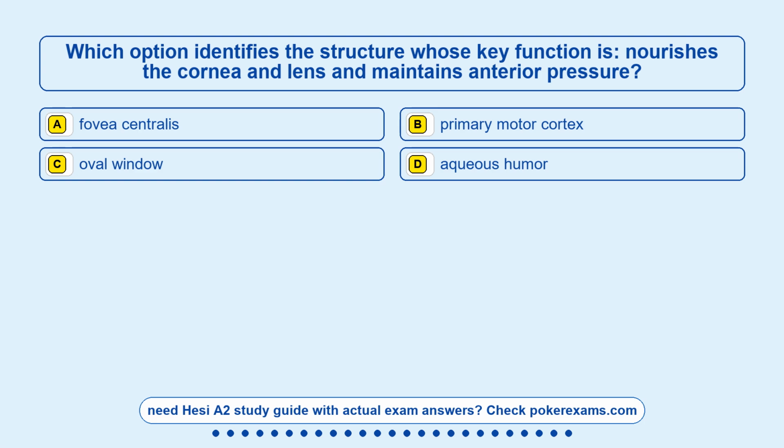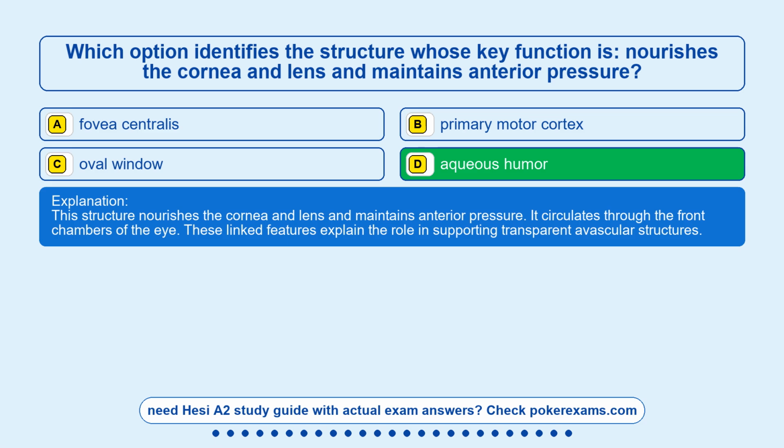Question 25. Which option identifies the structure whose key function is, nourishes the cornea and lens and maintains anterior pressure? Option A, fovea centralis. Option B, primary motor cortex. Option C, round window. Option D, aqueous humor. The correct answer is option D, aqueous humor.